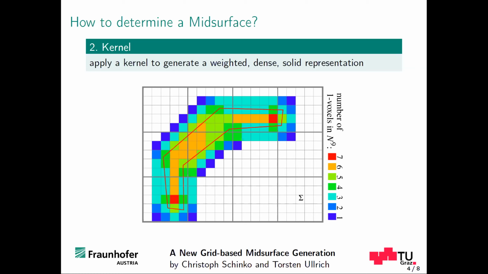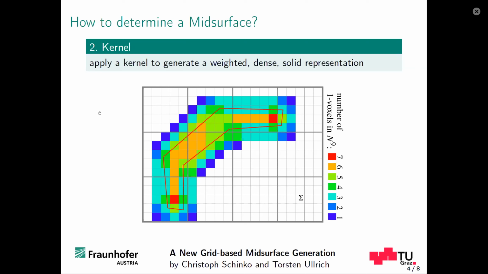What you see in our depiction here is that dark blue stands for a low number of neighboring one voxels, and red stands for a high number of neighboring one voxels. And when you look into the inside of the geometry, you already get a glimpse of these orange and red voxels somehow resembling where the actual mid-surface will be in one of the consecutive steps.